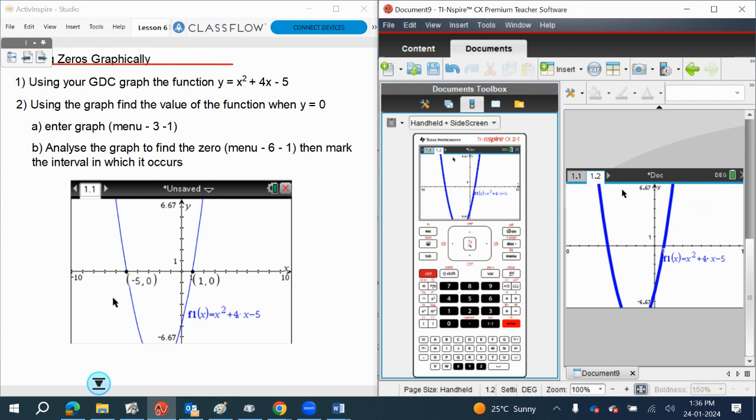We need to find the zeros. They have a few different names. We call them the zeros, we call them the roots, we call them the x-intercepts. So we'll have three different names we'll hear used. So we're going to look for the zeros.